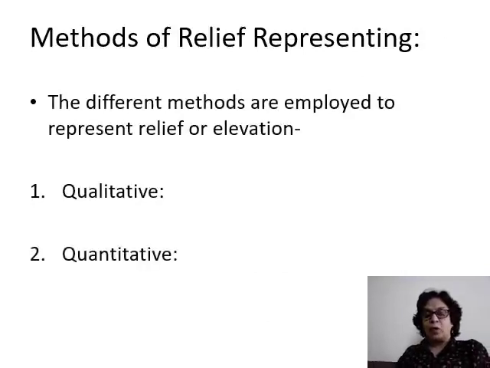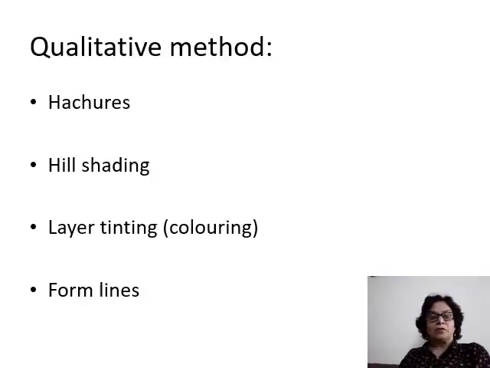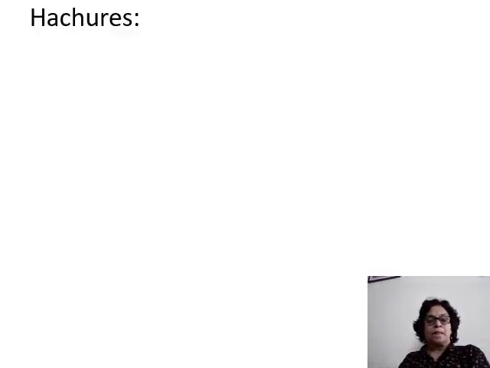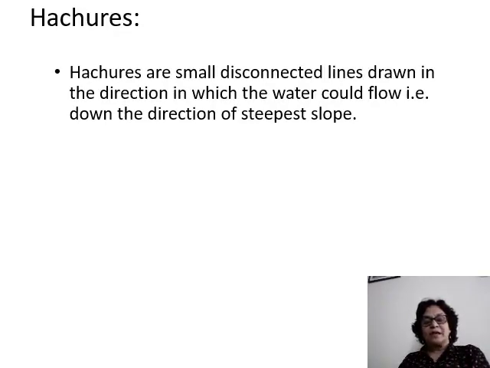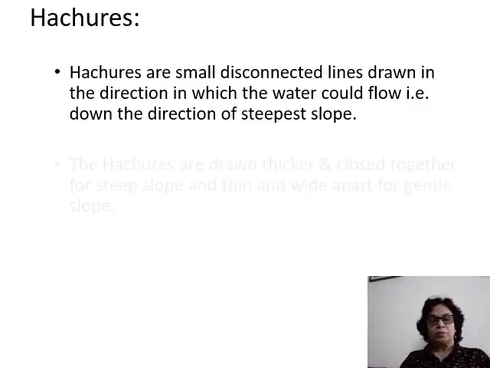Previously qualitative methods were used, and later, with the help of quantitative techniques, more accurate methods have been adopted. Now, the qualitative methods include hachures, hill shading, layer tinting, and form lines. Hachures were used in the past before modern surveying techniques were invented. These are small disconnected lines drawn in the direction in which water would naturally flow, that is, from the highest slope to the lower slopes.